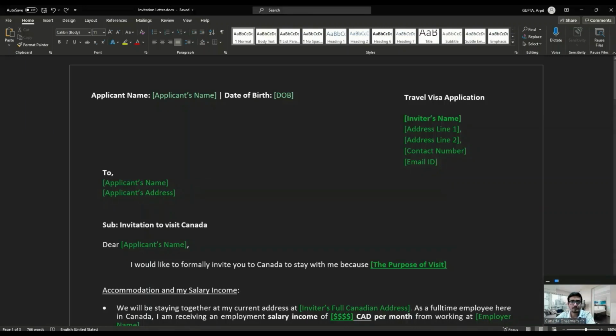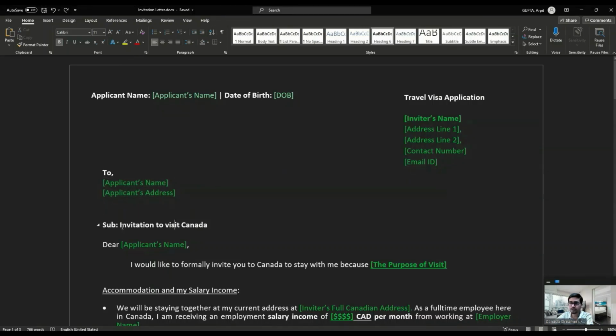Alright, so this is my first format of the invitation letter, which I drafted in November 2021. It was my first TRV application. Same as other proofs and documents, I have the header here mentioning the applicant's name and their date of birth, and on the right hand side we have the application type. So there are basically two parties in a tourist visa application. One is the inviter who invites someone into Canada, and the other one is the invitee or the applicant who wants to visit Canada. So you have the inviter's name at the top and their address where they live in Canada, their contact number, and then their email ID. You are writing this letter to the applicant directly, so you can write the applicant's name and their address here.